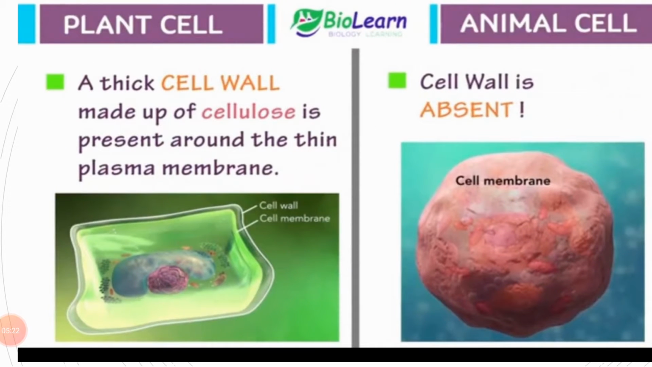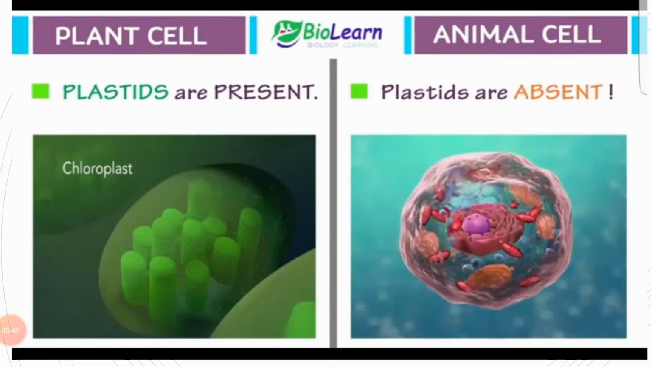Okay, now you have to learn the difference between plant and animal cell. In the plant cell the outermost layer is the cell wall, but in the animal cell the outermost layer is the cell membrane. So the cell wall is absent in the animal cell. This is the second difference.